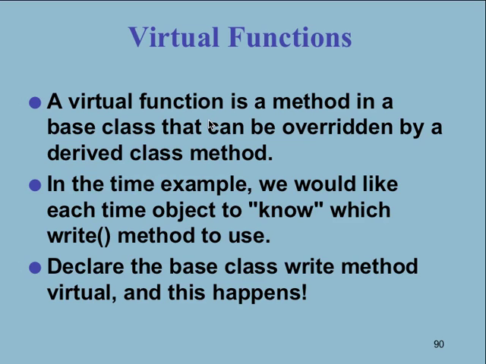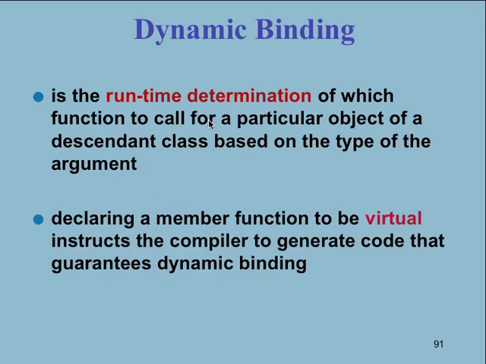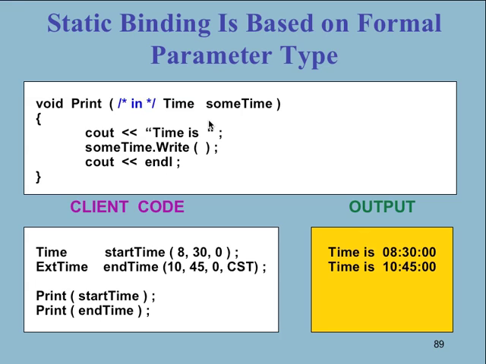I just talked about the virtual function in the last lecture, actually not too bad. There's a little repeat in this one here. It allows a method to be overridden in a derived class. So in the time example, you'd like each time object to know which write method it wants to use. So declare the base class write method virtual in this particular instance, and it happens that way.